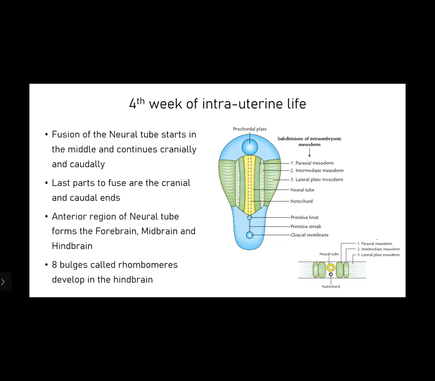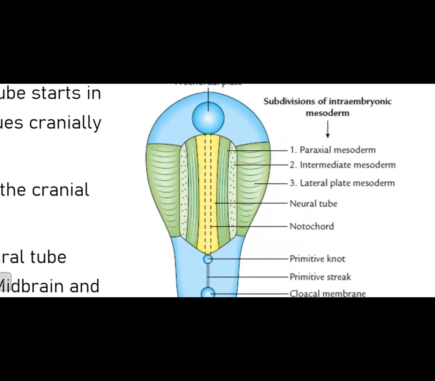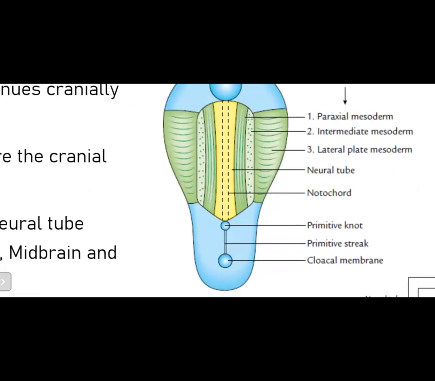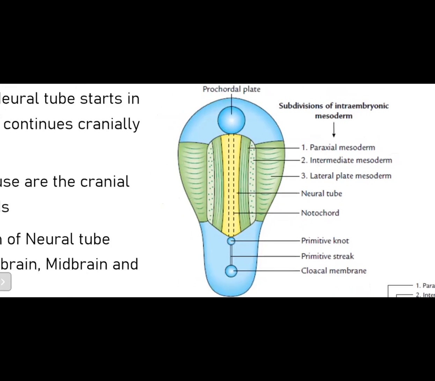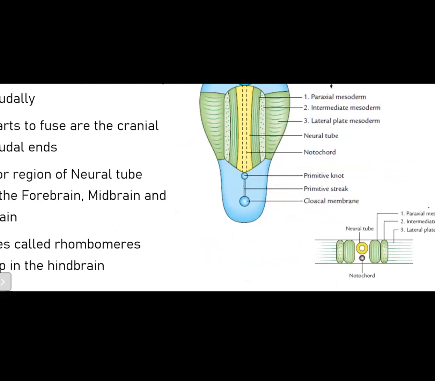The anterior region of the neural tube forms the forebrain, the midbrain, and the hindbrain. And you have the hindbrain developing 8 bulges called rhombomeres. If you look at the structure here, this is the notochord, the remnants of the notochord. Then you have the neural tube, which is the yellow structure in general. And just beside this, you have what we call the paraxial mesoderm. Can you see that? If you look at the cross section, can you see that?